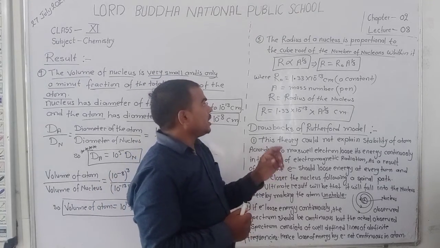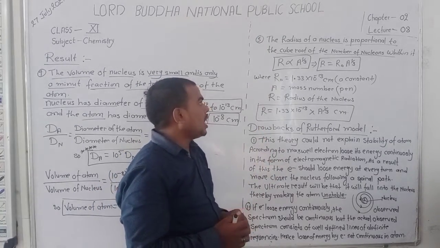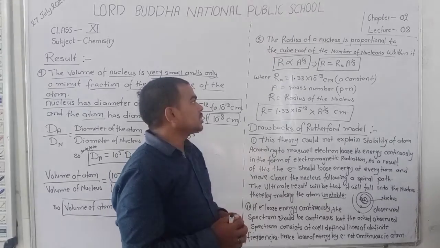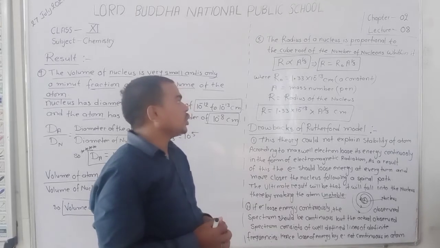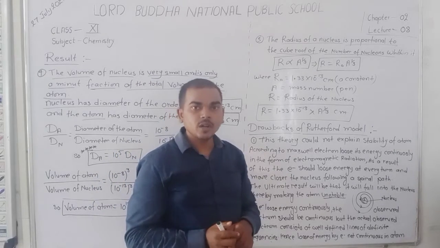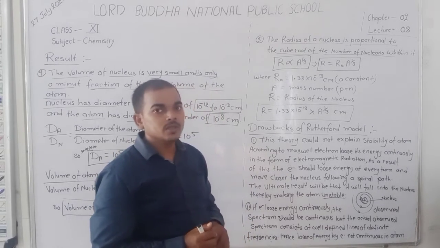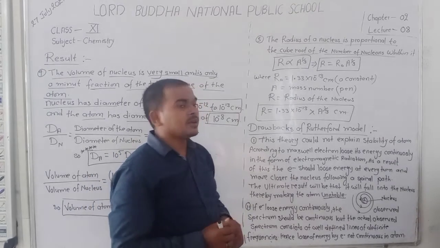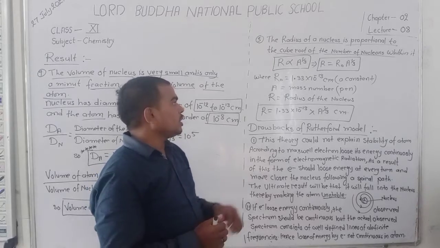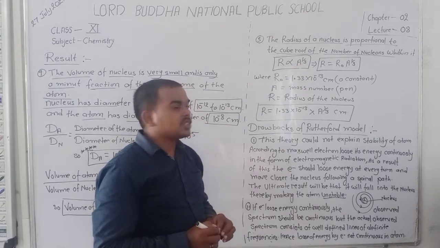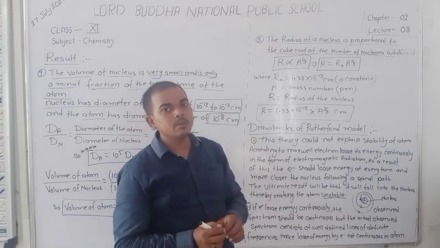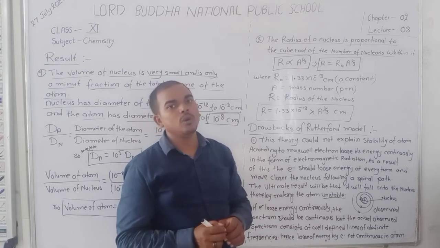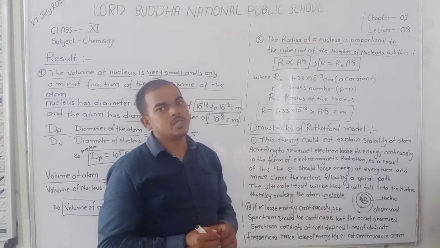Dear student, here the constant value R naught is a proportionality constant. The value of this constant is 1.33 into 10 raised to the power minus 13 centimeter. Always remember that. Okay, student, 1.33 into 10 power minus 13 centimeter. Here A is the mass number. You know that mass number is represented by P plus N, and it is also known as the number of nucleons.